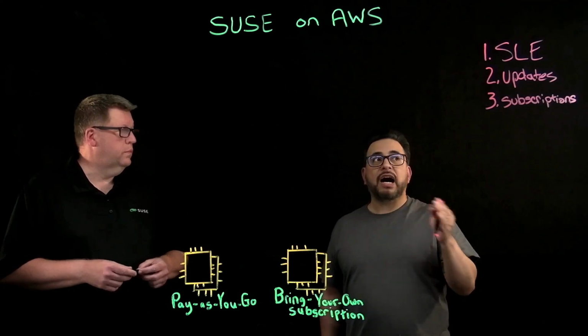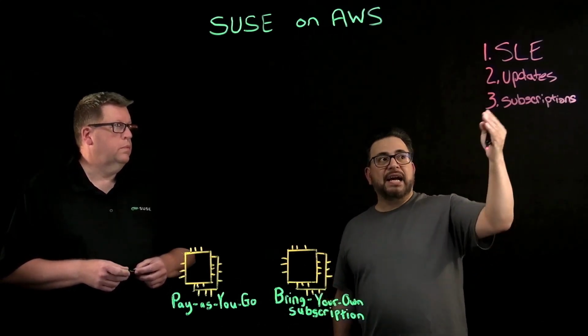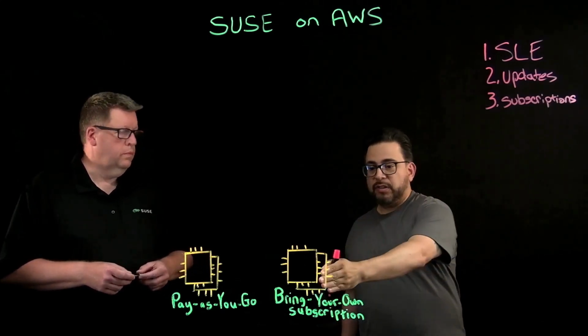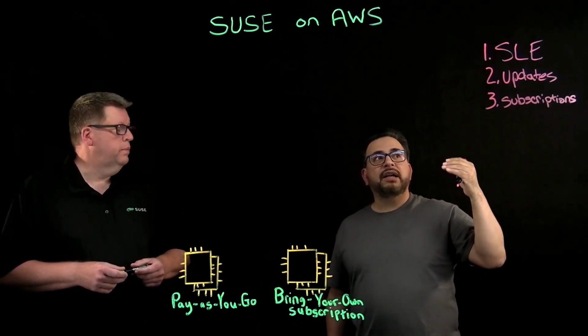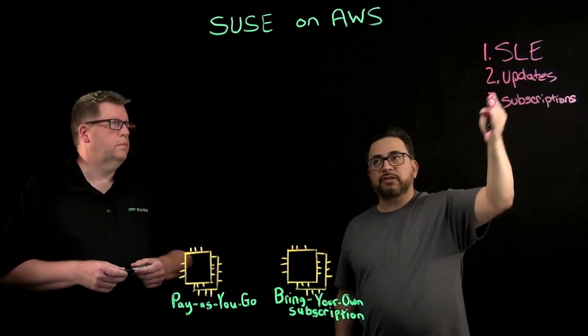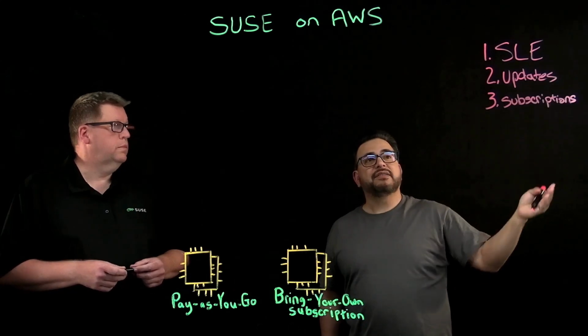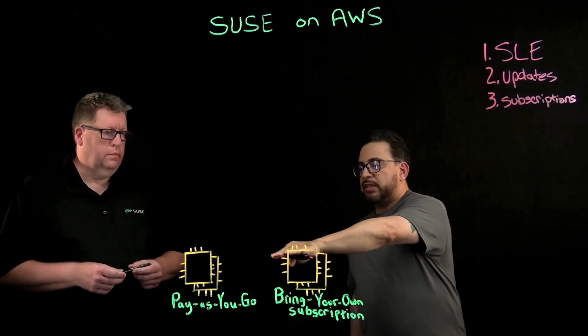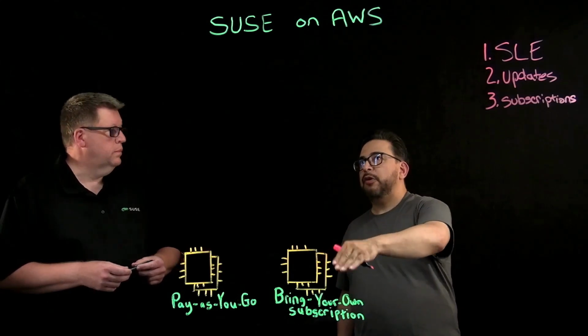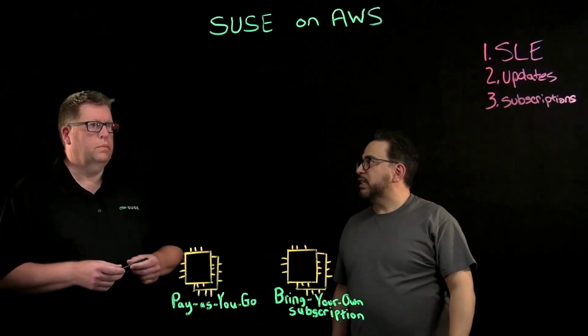Now, in both options, the customer has a valid subscription, whether it's bring your own subscription or pay as you go, and they have the ability to run and receive updates for their SUSE Linux Enterprise environments. So Stephen, can you describe how SUSE customers running on AWS connect to SUSE to receive those updates?